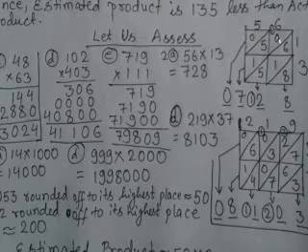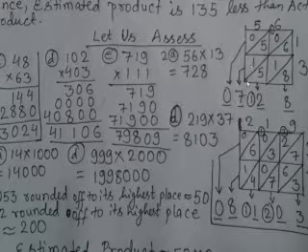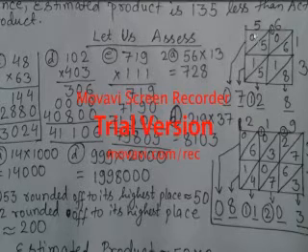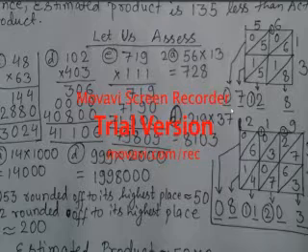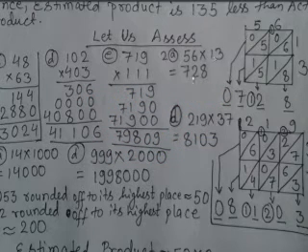So 0 and 1 is 1, and 1 and 5 and 6 is 6, and 1 and 7 is over here. Now no carry is there, so 0 will come as it is. If there is only 0 at the front, no need to write it, so the answer becomes 728. So you can see 56 into 13, I have written 728.